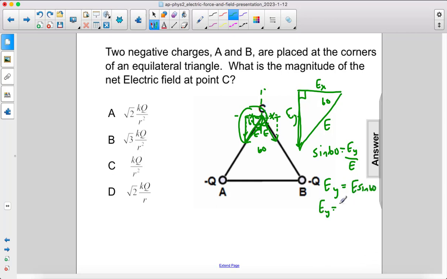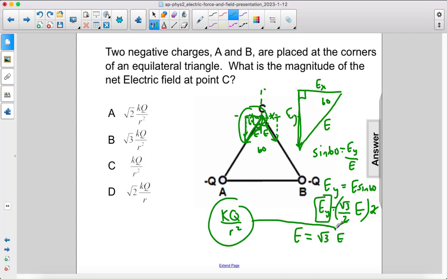Now, sine 60 is the square root of 3 over 2. So this is the magnitude of the y component of one of those vectors. If we want both of them, we're just going to multiply this by 2. So the 2's cancel, and we see that the net electric field is going to have a magnitude of the square root of 3 times E. Now, what is E? The electric field due to a charge is KQ over R squared. So this is what we plug in here, and we see that that is the square root of 3 times KQ over R squared.